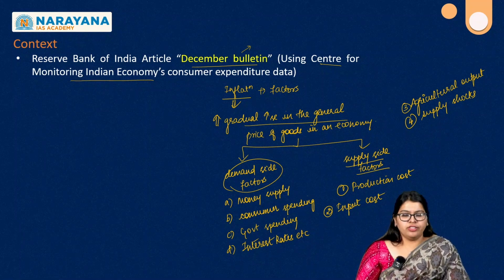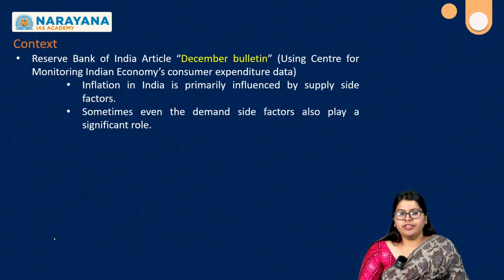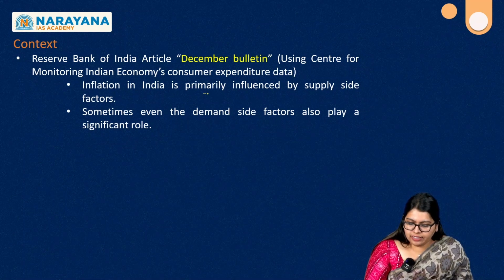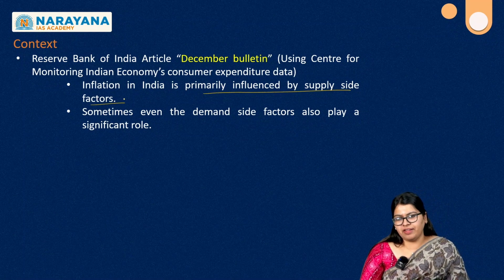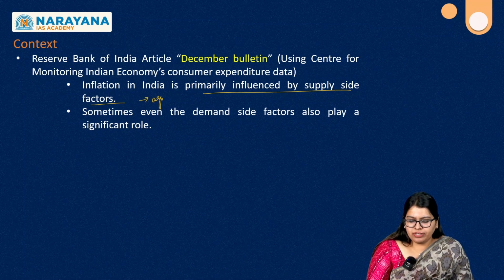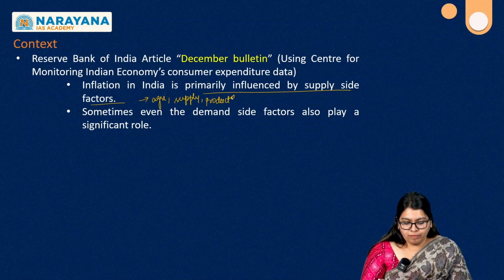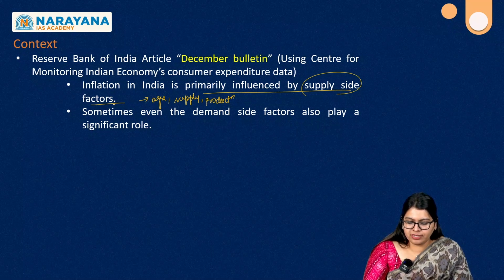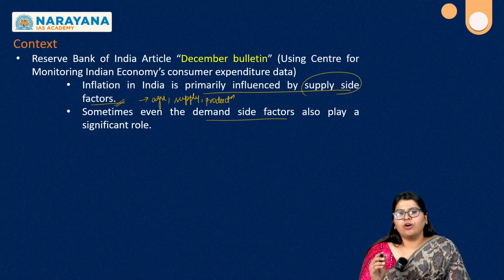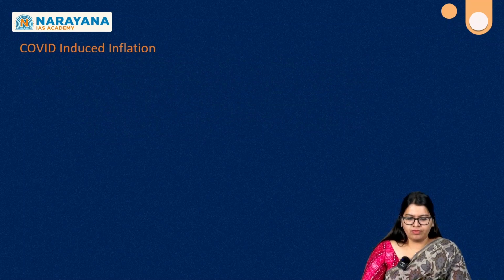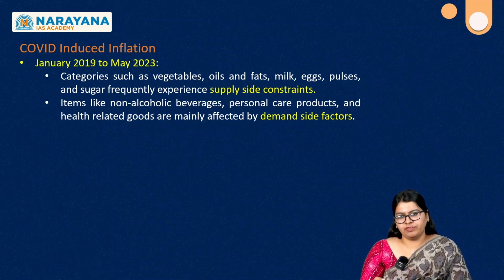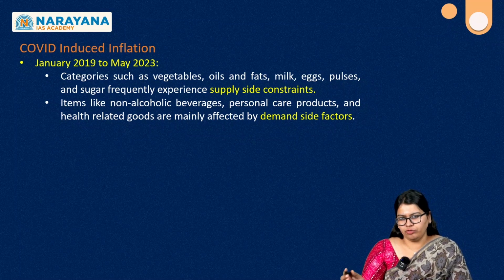Now let us look into the observations of this particular report. The report observes that inflation in India is primarily influenced by the supply side factors, which is nothing but what we discussed: agricultural output, supply shocks, and production costs. It also says that apart from the influence of the supply side factors, the demand side factors also play a significant role in deciding the inflation.